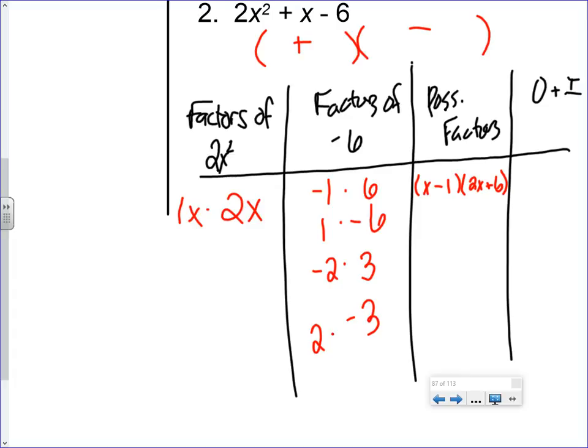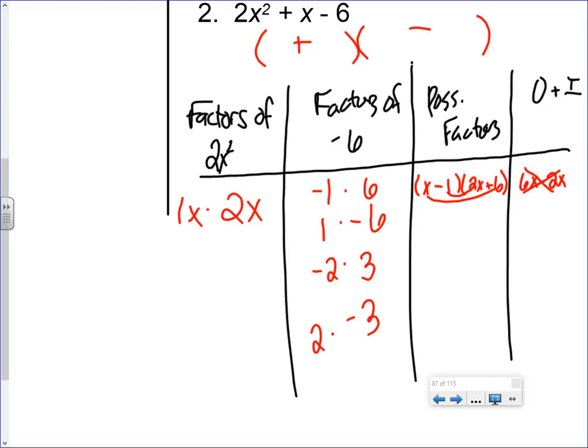So question, what would outer be? 6x. What would inner be? Negative 2x. -2x. What's 6x minus 2x? 4x. Nope. Not it. We didn't get it wrong, we just eliminated one of the possibilities. Okay, so we only have 3 more left.